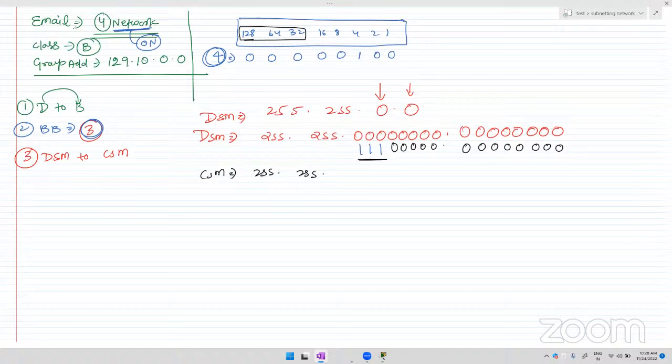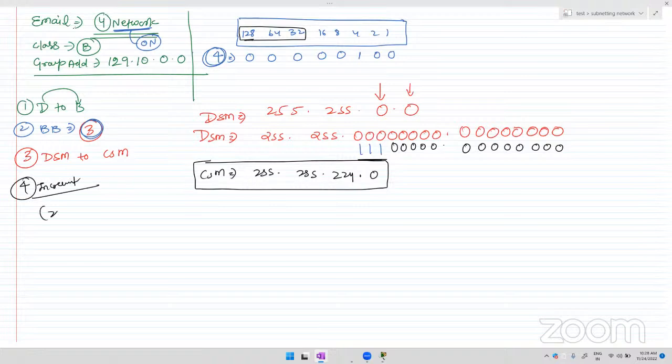How many values come out? 224. 224. Very good. And the fourth octet is 0, because we are getting all bits off. Now, fourth number task.